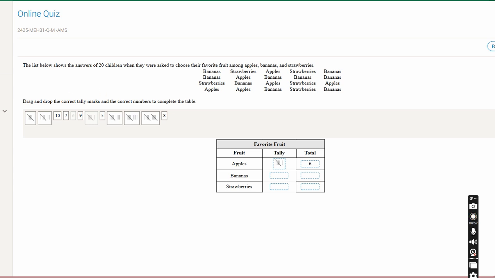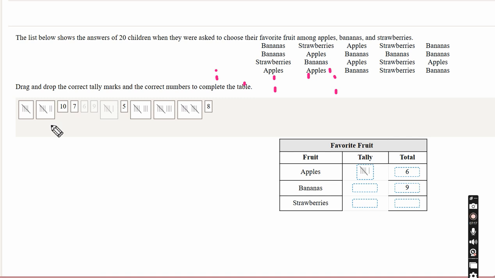The next one, bananas. So bananas are how many? Let's count with another color, like pink. So bananas, we have 1, 2, 3, 4, 5, 6, 7, 8, 9. So we have 9. Again, we'll put the total as 9. And put the bananas, again, we'll represent it with a tally mark. So we'll write 1, 2, 3, 4, 5, 6, 7, 8, 9. Right? So which one represents exactly this one? This.